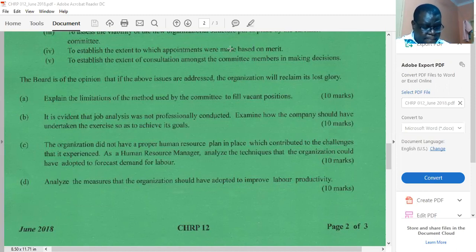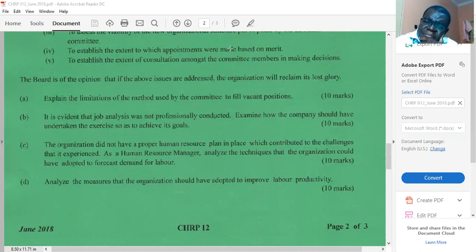I would say maybe they would have started off by identifying what roles or jobs were needed to be filled. So they would have to get some information on that so that they can be able to know the needs they have.